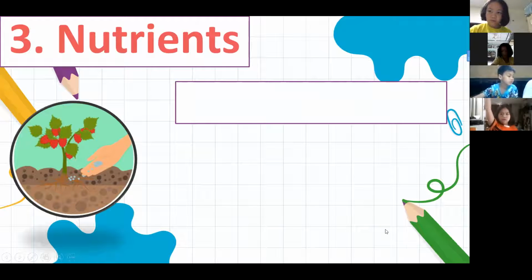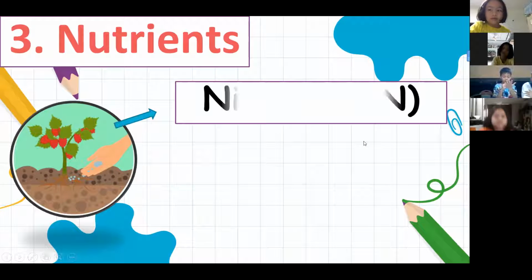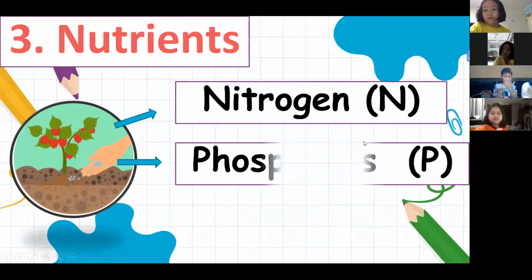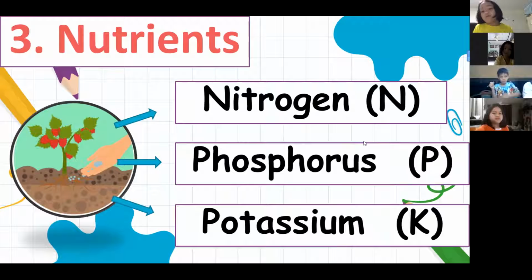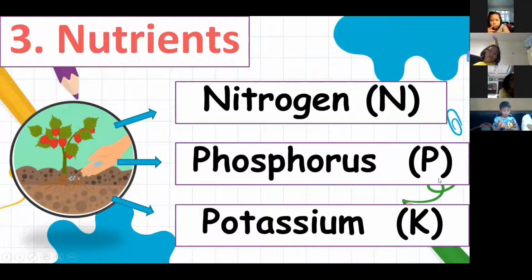Okay, Wawa, can you give me one example? Potassium. Very good. Okay, that's number two. And we have another one here. What is letter N? Wawa, what is letter N? Nitrogen. What is letter P? Potassium. Again, what is letter P?